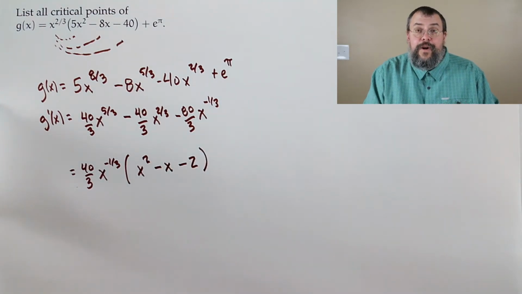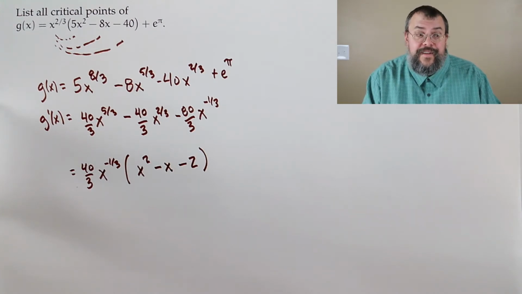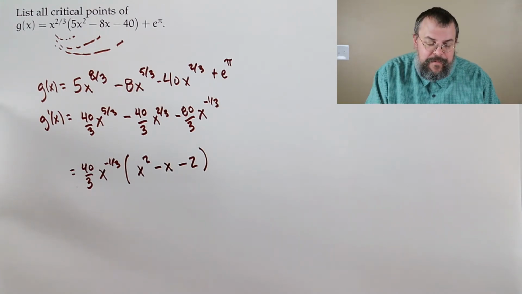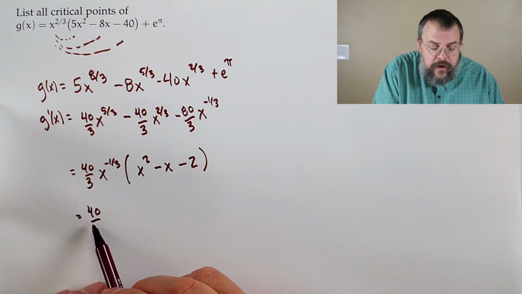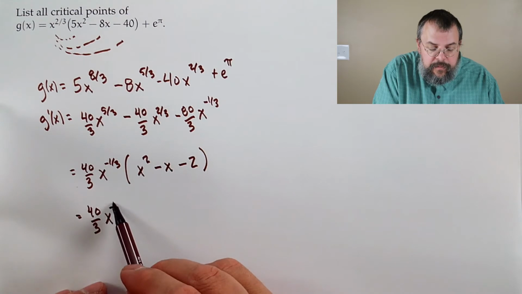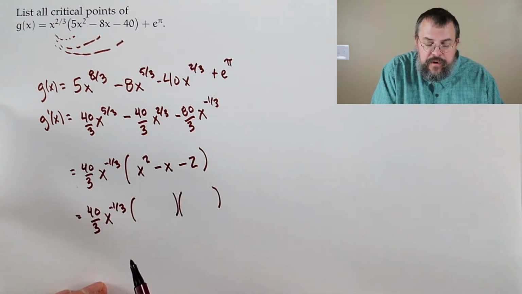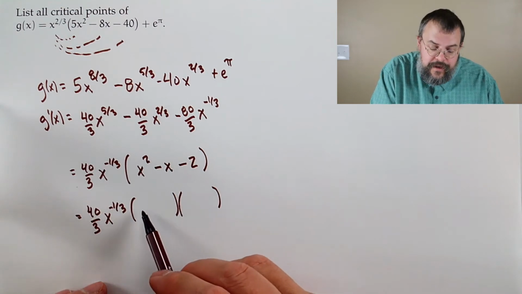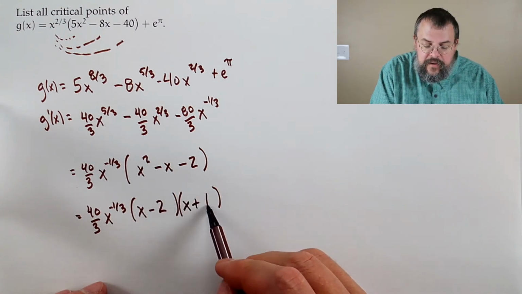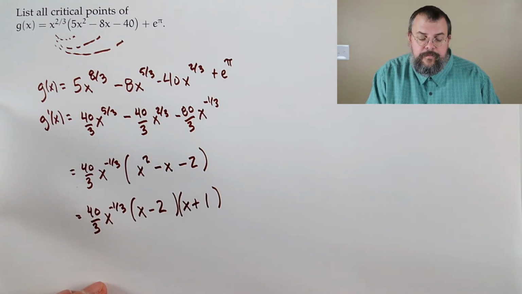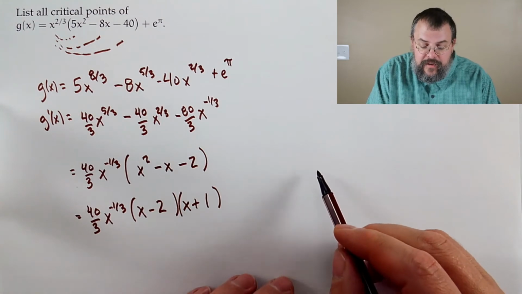Now, does x squared minus x minus 2 factor? Well, probably, because that seems to be what happens with a lot of our problems. And it actually does. This is one that's not too unreasonable. What I need is two numbers that multiply together to produce negative 2, but add to produce negative 1. Well, it won't take you long to come up with two numbers that do that, x minus 2 and x plus 1. All right, so we're now ready to list our critical points.